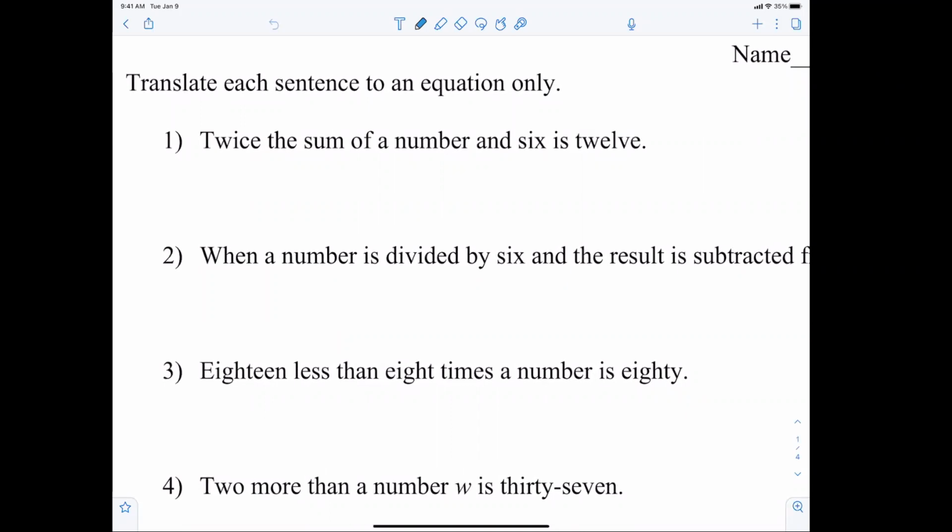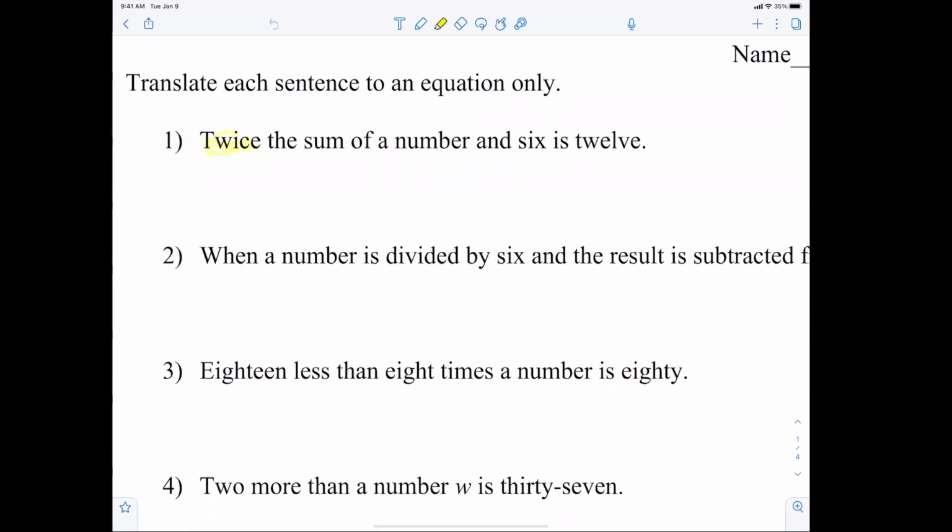Now, last time when we did this, we did not have an equation. They were just expressions. So the main difference now is it's an equation. That means there's always going to be an equal sign. Everybody with me on this?